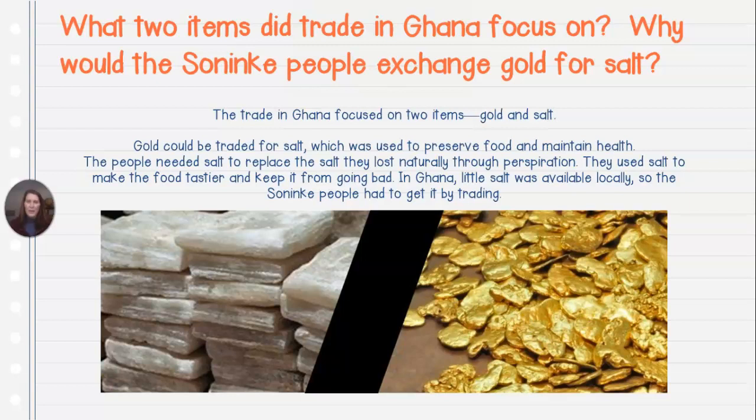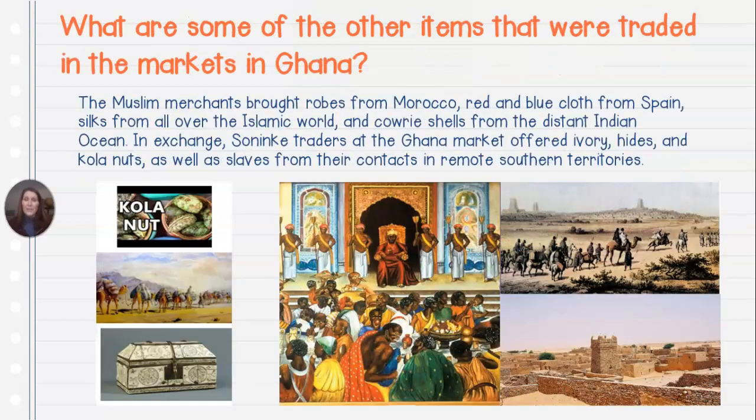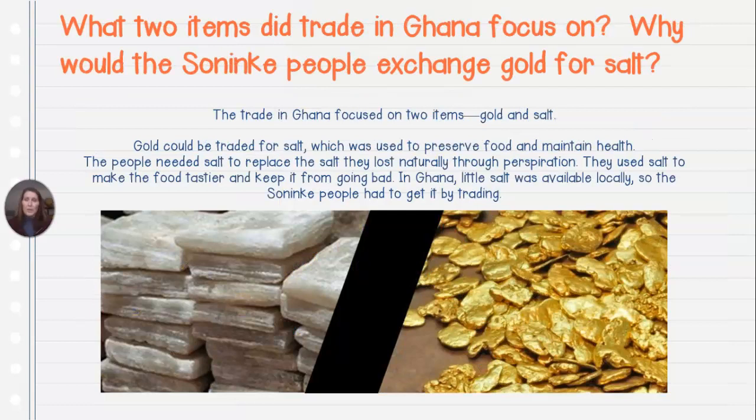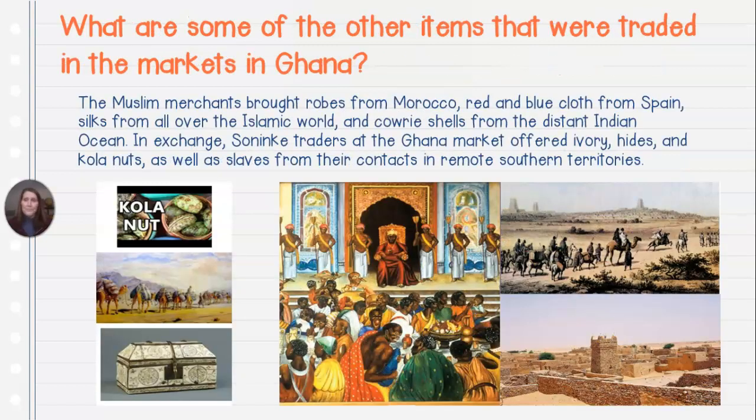So again, we think about trading salt for gold. That seems insanely crazy, but they were both extremely valuable. And obviously, the salt helped to preserve the foods. No matter how much gold they had, if they didn't have food and they died from starvation, the gold wouldn't really make a difference. What are some other items that were traded in the markets of Ghana?